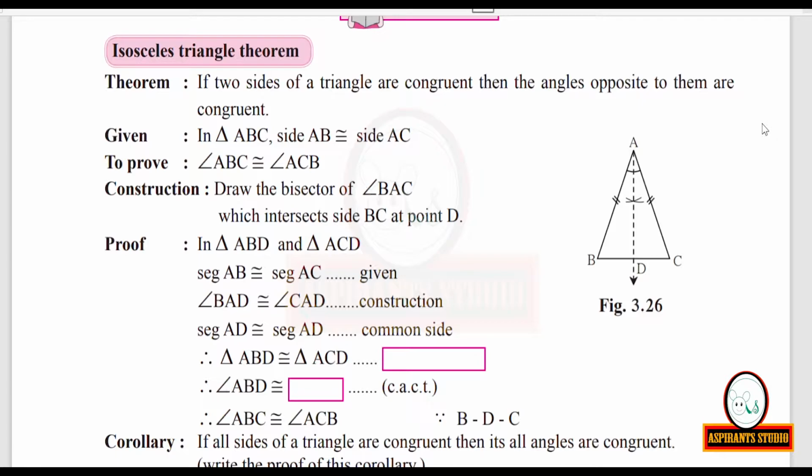To prove angle ABC is congruent to angle ACB, we have to prove the angles opposite to the sides are congruent. You are given two sides of a triangle are congruent. You have to prove the angles opposite to the congruent sides are also congruent. So we have to prove angle ABC is congruent to angle ACB.